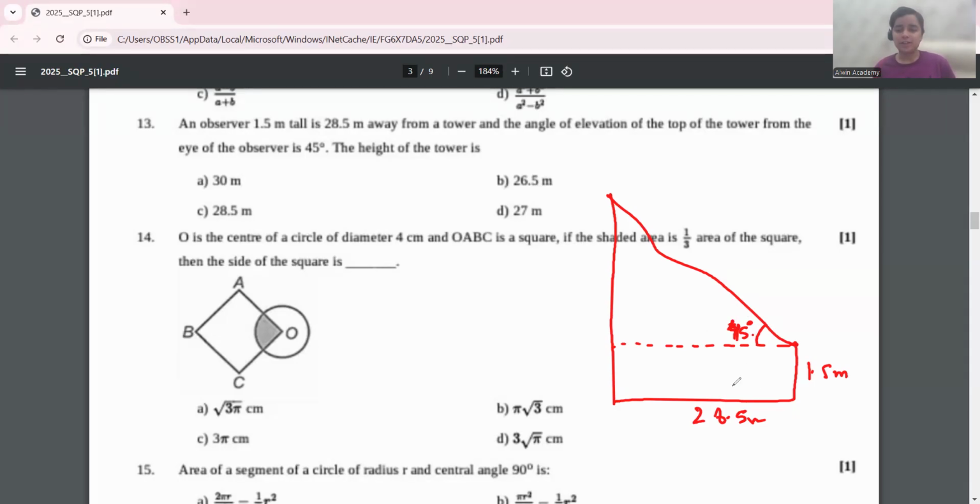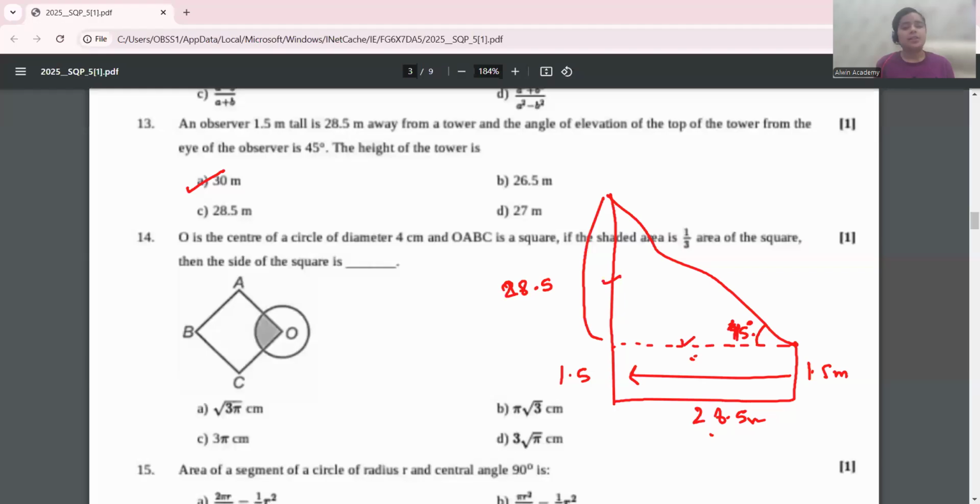Now since this is 45 degree, firstly I know if this length is 28.5, then automatically this is also 28.5. And since this is 45 degree, I can use the value of tan 45, which is 1. So this particular length upon this is equal to 1. So essentially this length is equal to this length, or this much is 28.5. But the total height is actually 28.5 plus 1.5, which would account for the observer's height as well. So 28.5 plus 1.5, that's 30 meters, option number A.